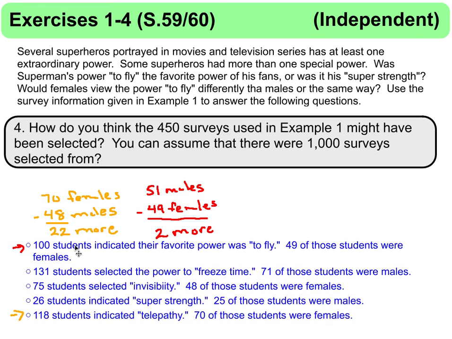They could have all been face down in a room, and 450 of them was collected. It could have been the first 450 that were turned in. Just different things that the students might think could represent that random selection out of the 1,000.